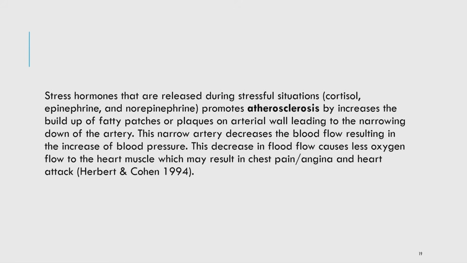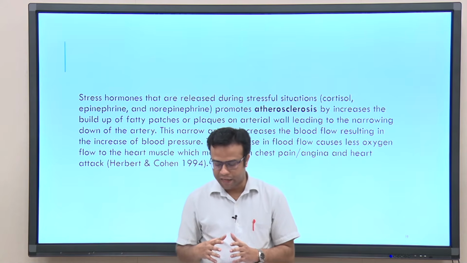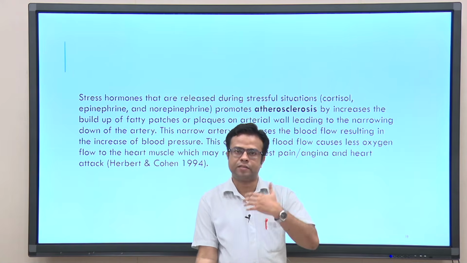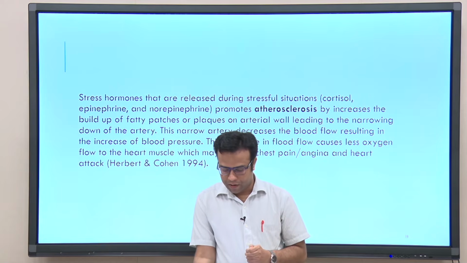This narrow artery decreases the blood flow, resulting in the increase of the blood pressure. This decreases the blood flow, causes less oxygen flow to the heart muscles, which may result in chest pain, which is also called angina, and heart attack. So, stress hormones can promote atherosclerosis, which ultimately can block the arterial wall and increase the blood pressure by decreasing the flow of the blood and less oxygen in the heart.